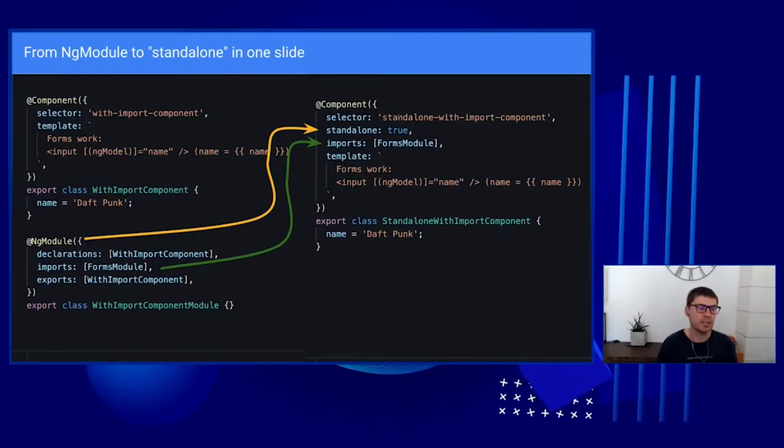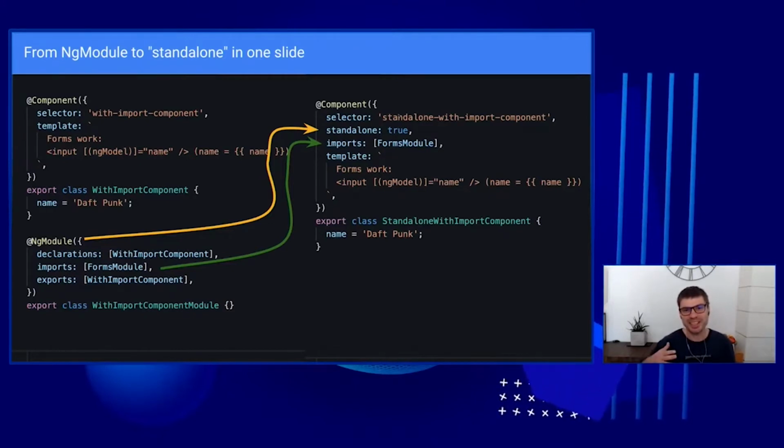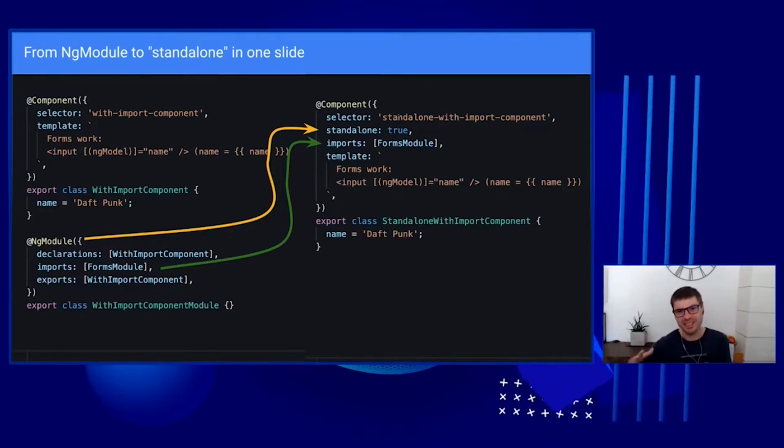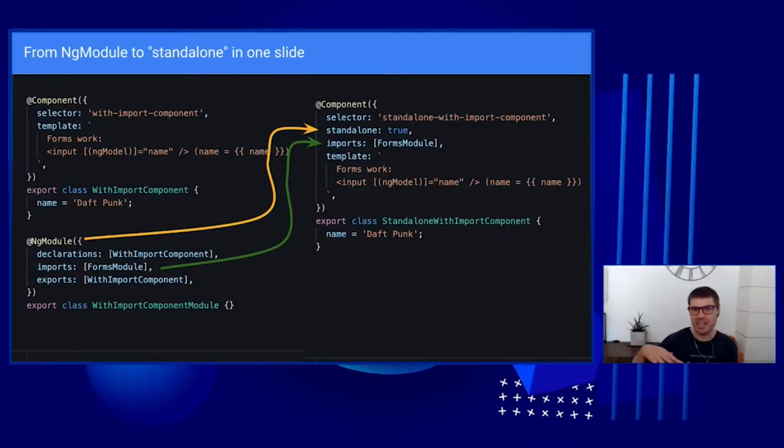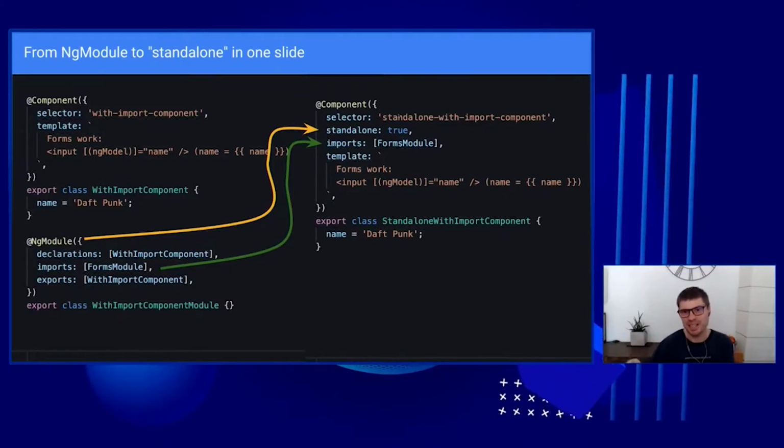The whole RFC is that. Just saying, I'm going to mark components, directives, and pipes as standalone, which means that they are not declarable in NgModules. They are staying apart. They are cutting ties to everything that an NgModule can bring. So they are not friends with anyone. They are not using any dependency injection providers. They're just standing alone.